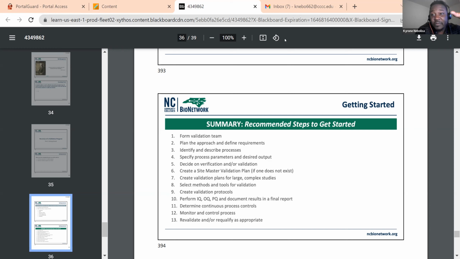Again, that's the high-level overview. You want to create validation plans for large, complex studies. You want to select methods and tools for validation. You want to create your validation protocols. Then you perform your IQ, OQ, and document the results in the final report. You want to determine the continuous process controls, monitor and control the process, and revalidate and/or requalify as appropriate. So out of everything I just discussed, this is a high-level summary on how to get started and how to do your validation.